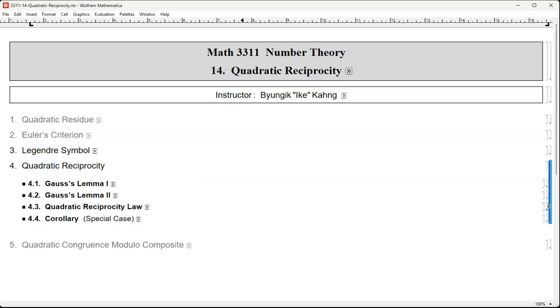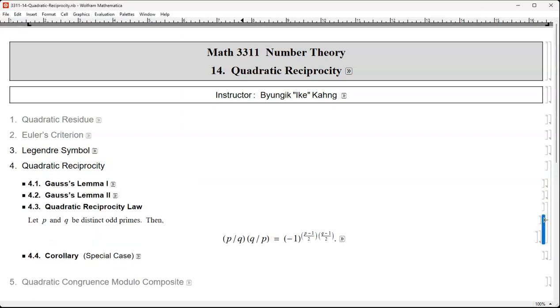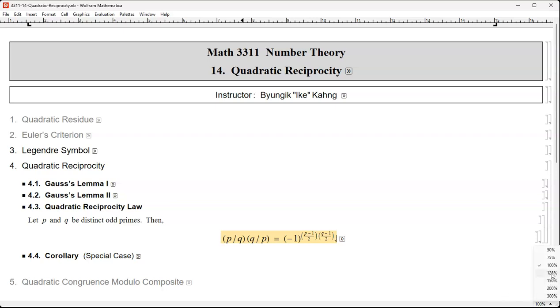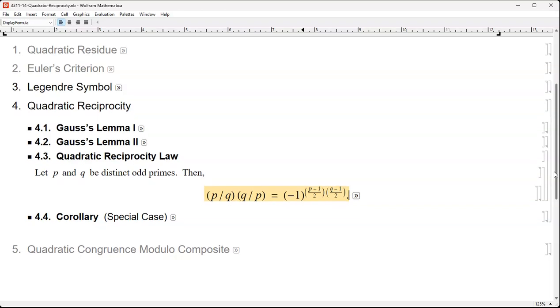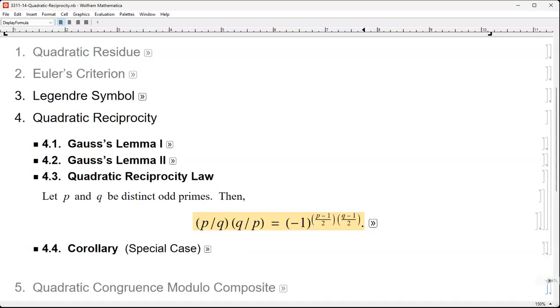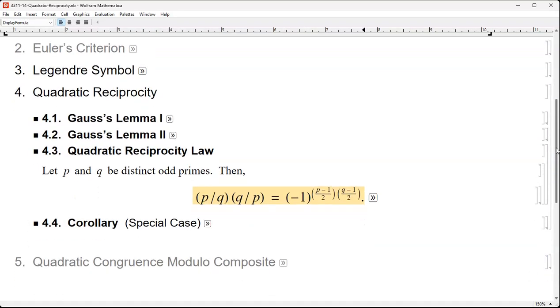What is quadratic reciprocity? It is this identity right here. Let p and q be distinct odd primes, then... now let's increase the font so that you can read it. Can you read it? And can you appreciate its beauty? Make it even bigger? Okay, alright. Now you can clearly read it, but can you appreciate its beauty? It's a sheer beauty, but do you see that?